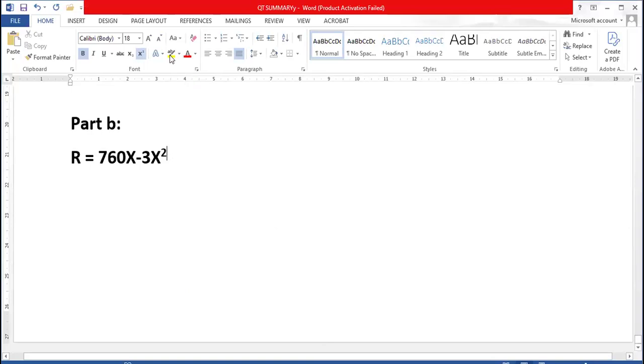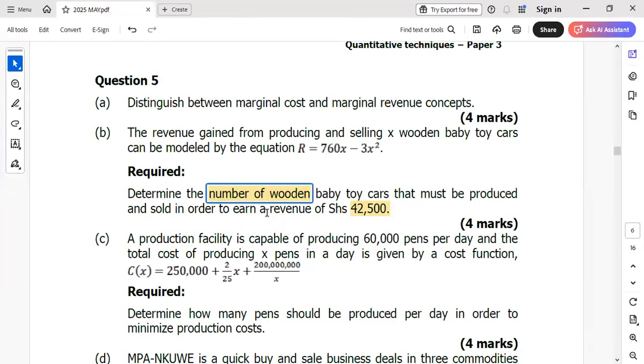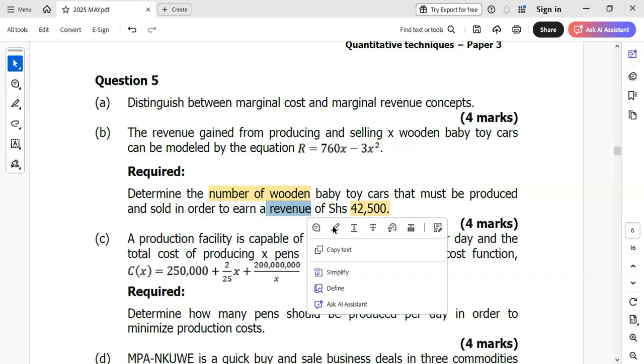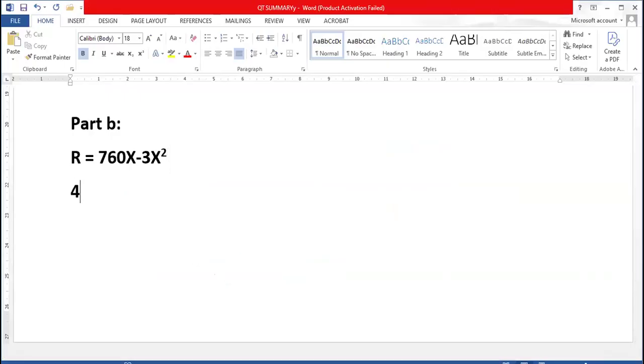So that's what we are given. We are told to look for X. Just determine the number. You need X. You are given the revenue, you're given R. So where there is R, we are putting 42,500, which will be equal to this. So look for X.